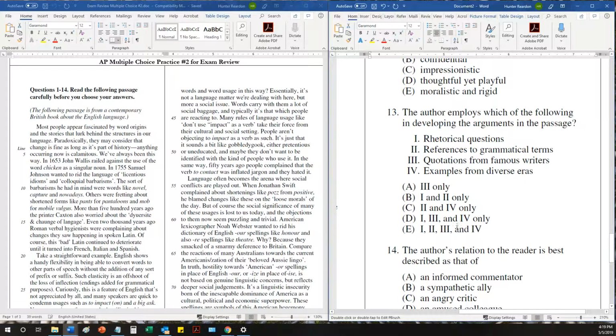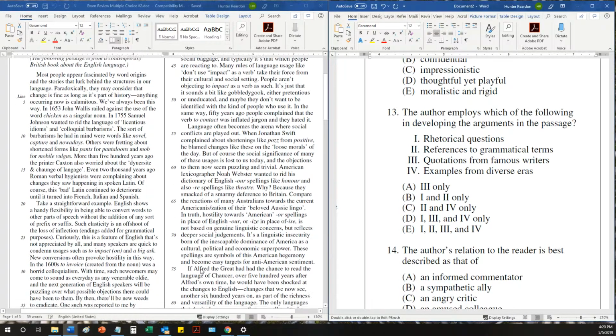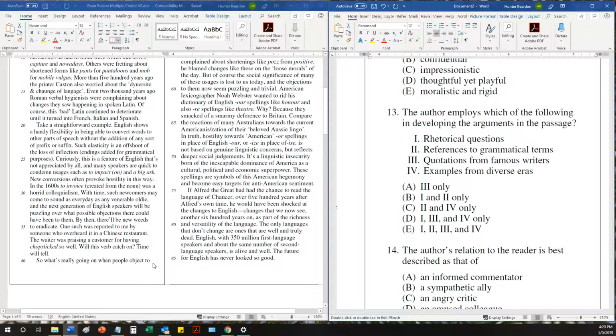Just for fun, you can also find examples from diverse eras throughout. Wallace, over here, wrote in 1653, Johnson in 1755. Romans wrote in Latin for about 1,000 years between 753 BC and 476 AD. Noah Webster was writing a dictionary with which you might be familiar around 1806. And the examples of chopsticks down here and Australian and American spellings over here are all fairly modern. All of these clearly reinforce that E is the correct answer here.